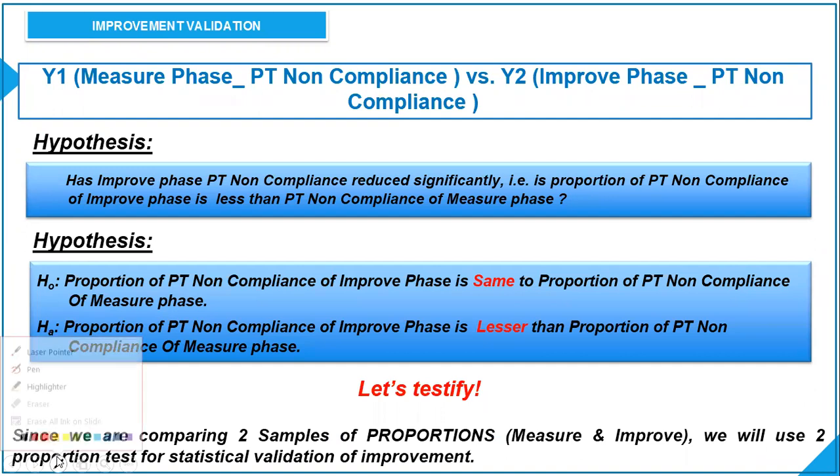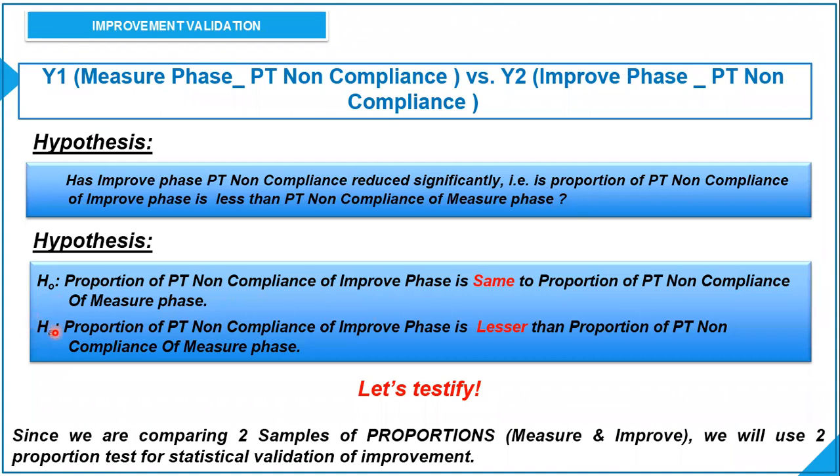Let me repeat. The hypothesis is: has improved phase PT non-compliance reduced significantly? That is, the proportion of PT non-compliance of improved phase is less than the PT non-compliance of measure phase. And the null hypothesis is that the proportion of PT non-compliance of improved phase is the same as the proportion of PT non-compliance of measure phase. In other words, all it means is there is no change in the number of non-compliance shifts. It means there is no improvement.